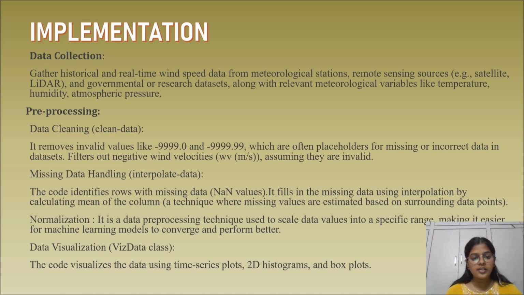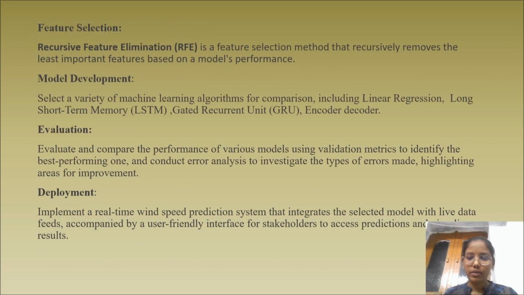Normalization is a data preprocessing technique used to scale data values into a specific range, making it easier for machine learning models to converge and perform better. Feature selection in the project is recursive feature elimination. It is a feature selection method that recursively removes the least important features based on a model's performance.